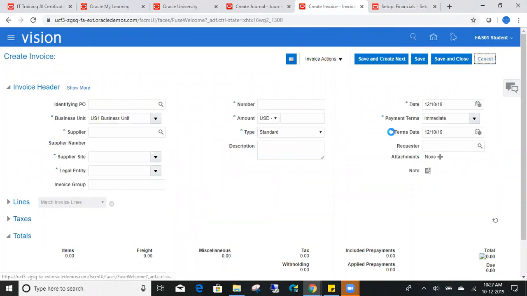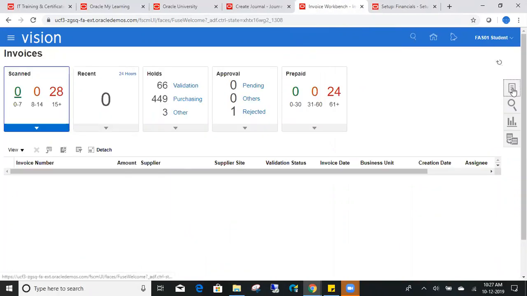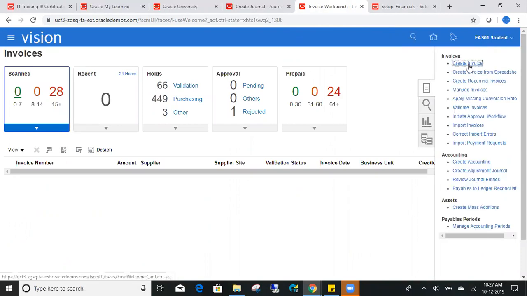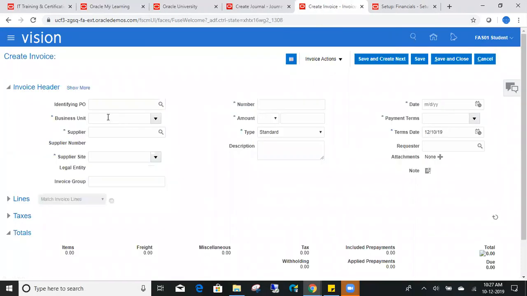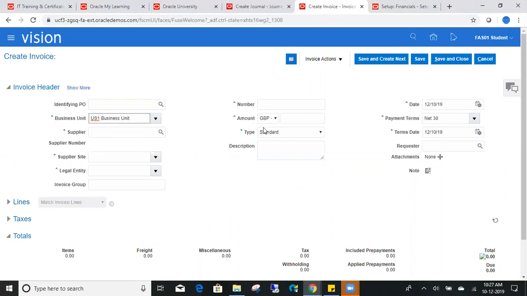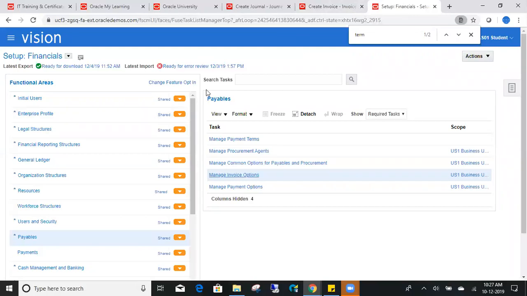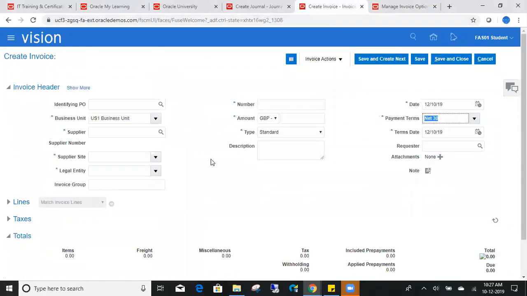Let us cancel it and we can create one more. Create invoice. Ours is US1 BU, right? So let us check what exactly is there. See, it got changed to GBP and it got changed to net 30. So it's defaulted from your setups. Whatever you are defining here in invoice option, you are getting that value here. It's a default to here.